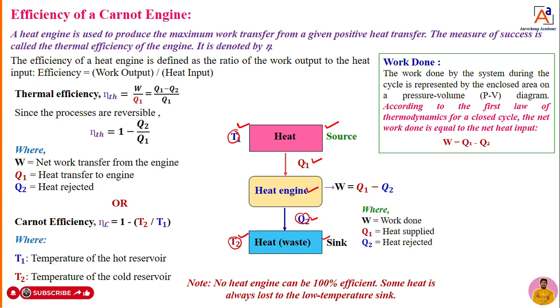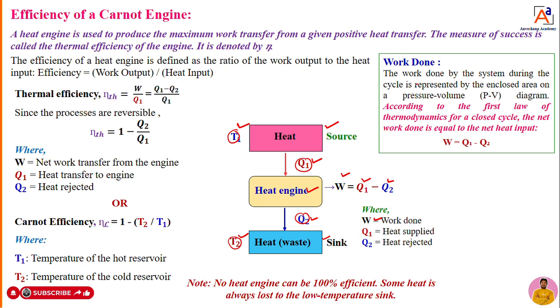With the help of heat supplied and heat rejected, he calculated the work done. So the work done can be calculated as W equals the amount of heat supplied, Q1, minus the amount of heat rejected, Q2. Therefore W is equal to Q1 minus Q2, where W is the work done by the engine, Q1 is the heat supplied to the engine, and Q2 is the heat rejected from the engine. With this data, we can calculate the efficiency.